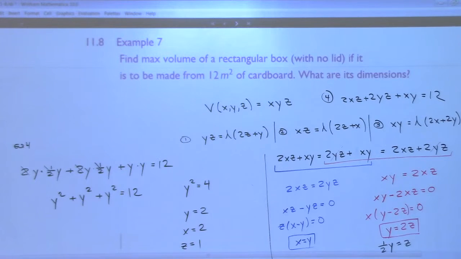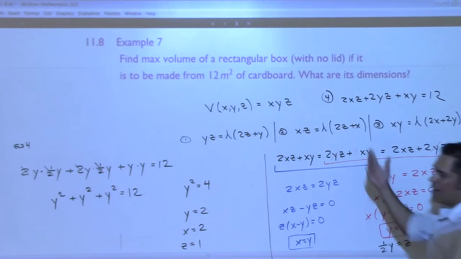How do I know that that's the maximum and not a minimum? Do we have to plug it in? It does ask for the volume and it asks for the dimensions. We just found the dimensions. But how do I know that that's the maximum volume? Because the minimum is 0. The minimum would be 0, but it's not asking for that.